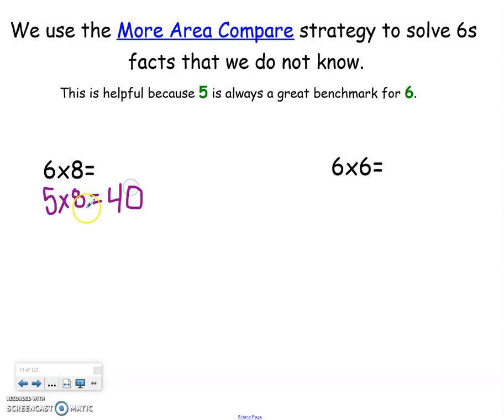And I notice that 5 times 8 and 6 times 8 have a common factor of 8. 6 times 8 is 6 rows of 8. 5 times 8 is just 5 rows of 8. So 6 times 8 has one more row of 8, so I need to add an extra row of 8 to 5 times 8. 5 times 8 plus one more row of 8 will equal 6 times 8. 40 plus 8 more equals 48. So 6 times 8 equals 48.